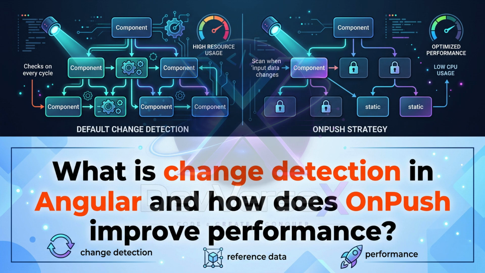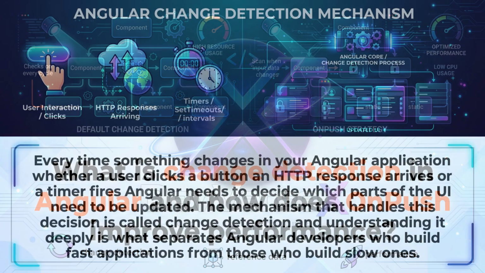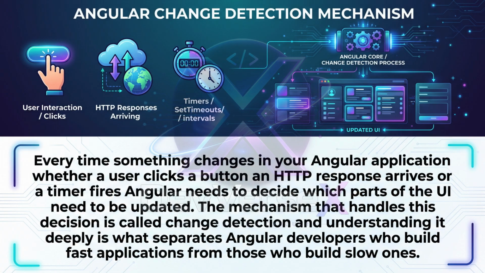What is change detection in Angular, and how does OnPush improve performance? Every time something changes in your Angular application, whether a user clicks a button, an HTTP response arrives, or a timer fires, Angular needs to decide which parts of the UI need to be updated. The mechanism that handles this decision is called change detection, and understanding it deeply is what separates Angular developers who build fast applications from those who build slow ones.